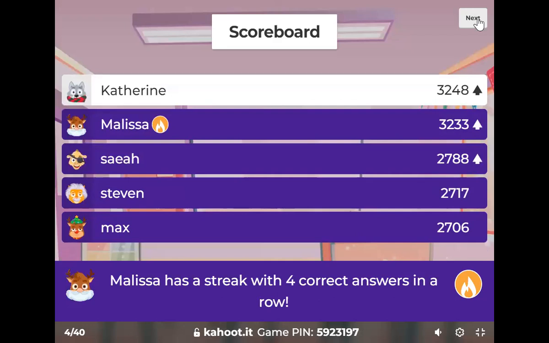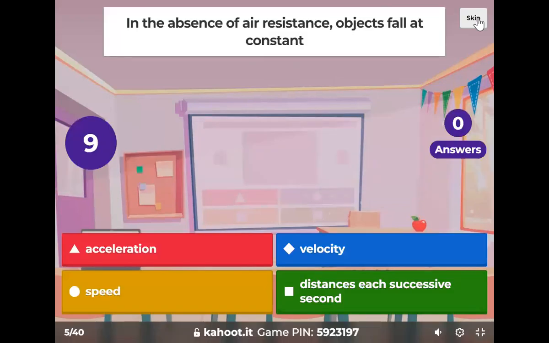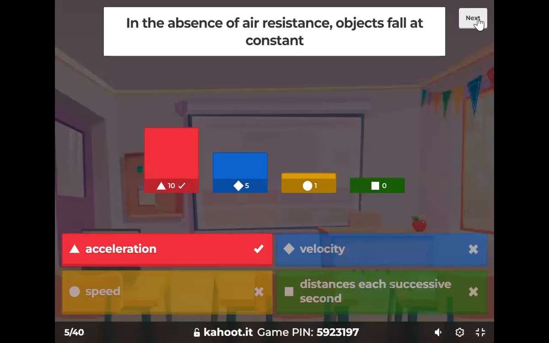The absence of air resistance: objects fall at constant acceleration, yeah, constant acceleration. Same as the poster I just showed you. And for Earth, that would be about 10 meters per second squared.